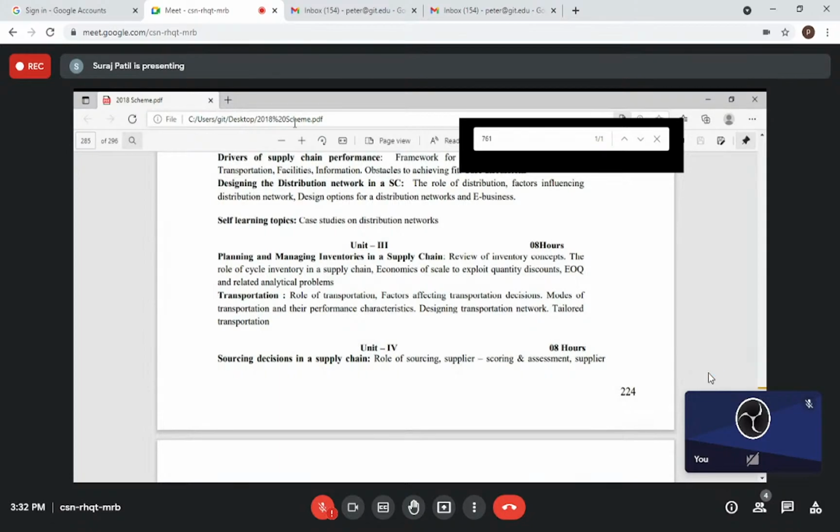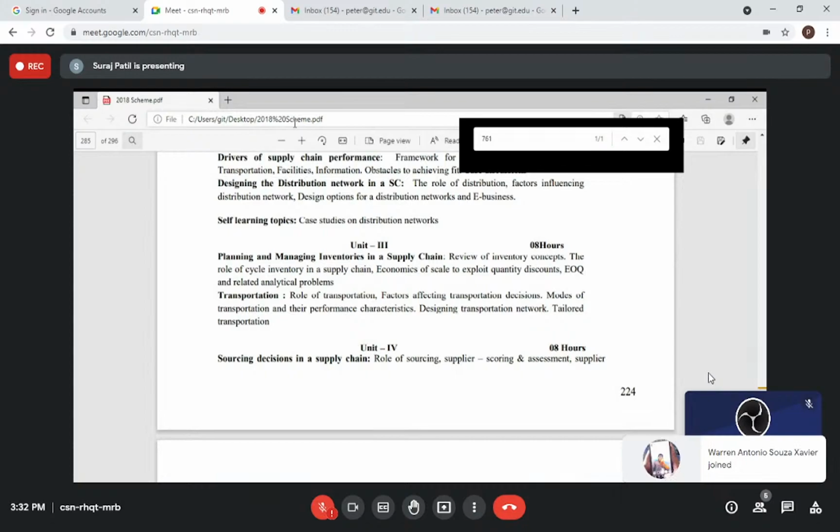And then the next part is again theoretical, that is transportation, and it is comparatively much easier than the first part of the third unit. Here you will be discussing the roles of transportation in the supply chain, factors affecting transportation decisions, modes of different transportation, and their performance characteristics, like for which product which type of transportation is essential, and based on that we will be discussing. And again in that, you will see to it that whichever is more effective will be utilized.